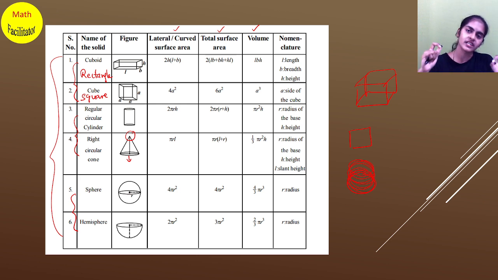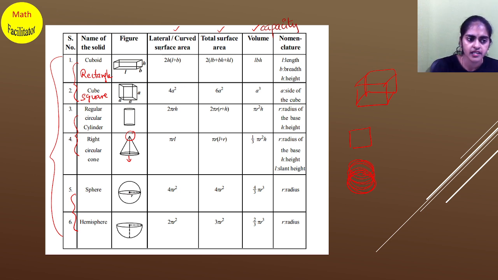If I want to know the total surface area, I have to take all four walls' area plus the area of the roof and the area of the flooring, which means all six sides. Lateral surface area means only the four sides. Total surface area means along with the four sides, the top and the bottom also. Volume is nothing but the total capacity which you can fill in that particular shape. That is called volume.